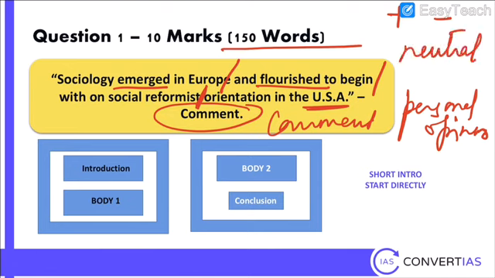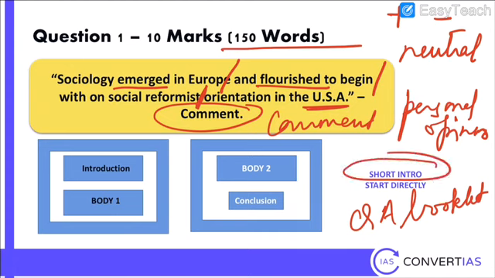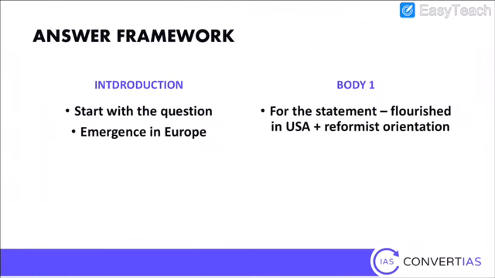So let's say this is your QA booklet. Now because it is a 150 word question, you have to write a very short intro or start writing directly. Then you start writing the body and finally the conclusion. So how do we write this question? We can start with this kind of framework.